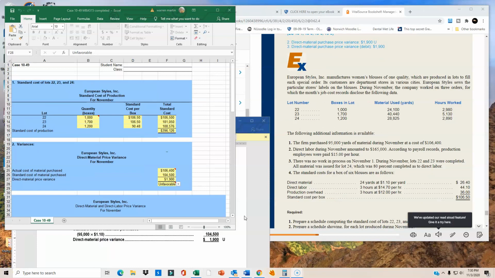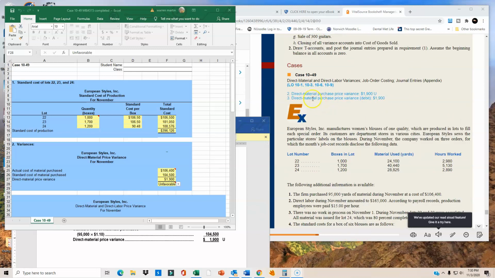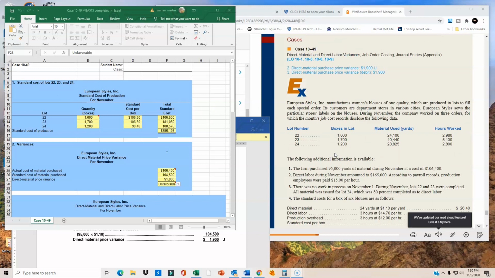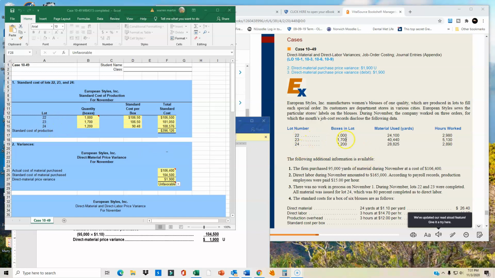All right, so for week 3 homework on MBA 515, managerial accounting, we've got exercise or case 1049 here. Everything you need for the worksheet is right here in the case. All the data is there. It's just a matter of understanding how to get that data. Over here, I've already filled it out. The first part is European Styles' standard cost of production. We have lots 22, 3, and 4, and right here we have the number of boxes for each lot. So we plug in the number of boxes, and the standard cost per box over here.